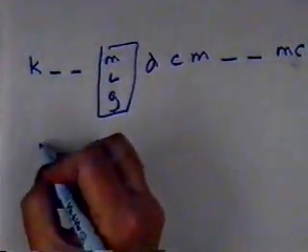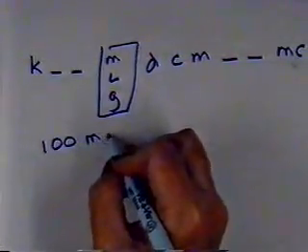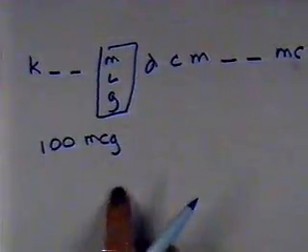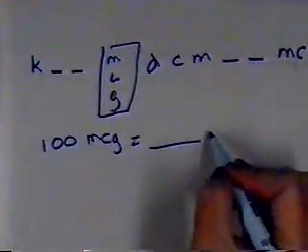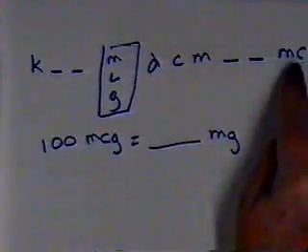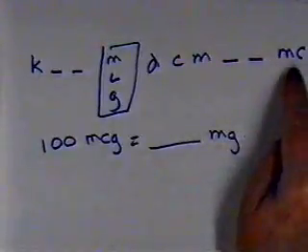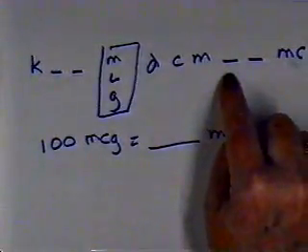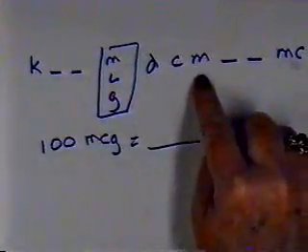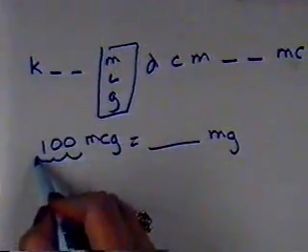Now, if I had 100 micrograms, micro is MC, micrograms, and I want to change to milligrams. You put your finger on micro. This is why when we memorize it, we have to have 2 blanks here, because it's 1, 2, 3 steps to the left. I put my decimal 1, 2, 3 steps to the left.